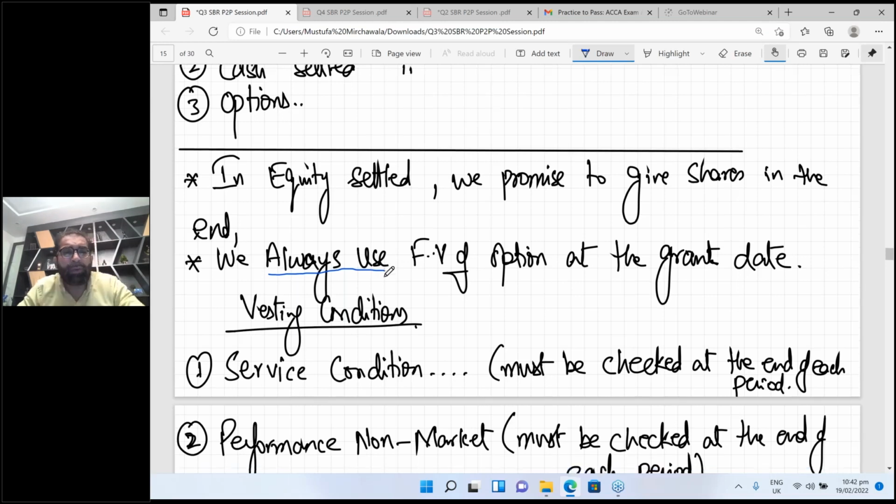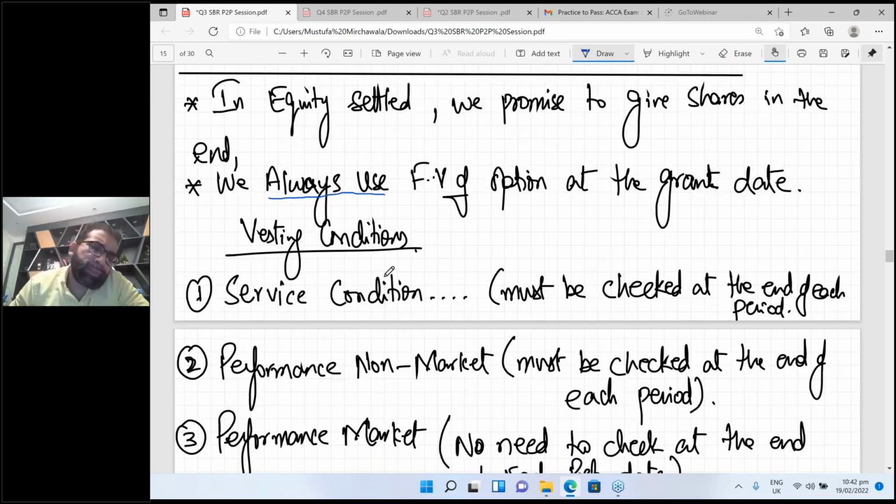Then, you know, there are two types of grants. Some grants are unconditional grants. That means we say to the employee, take these shares and enjoy, no need to do anything extra. And there are some grants which are conditional grants. That means we add vesting conditions with the grant. Vesting conditions are normally these three: service condition, performance non-market, and performance market. Service condition is like, I asked my employees to stay 3 years or 4 years with me.